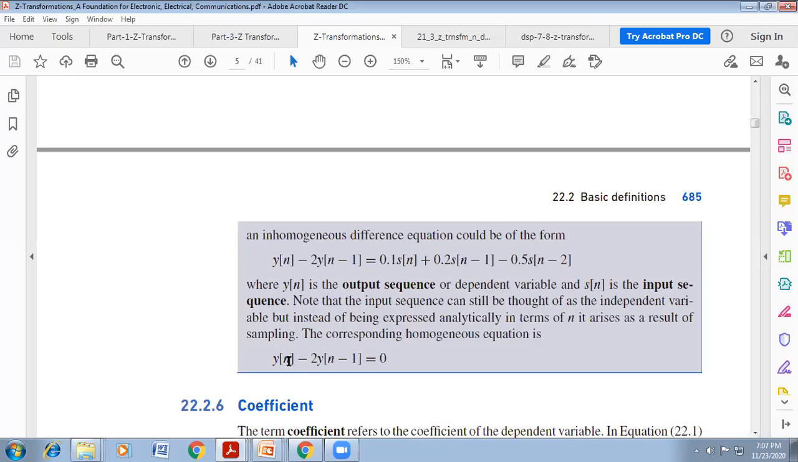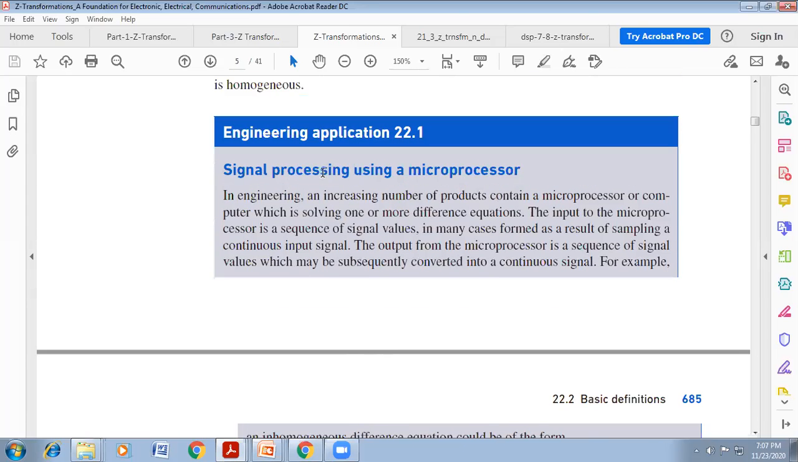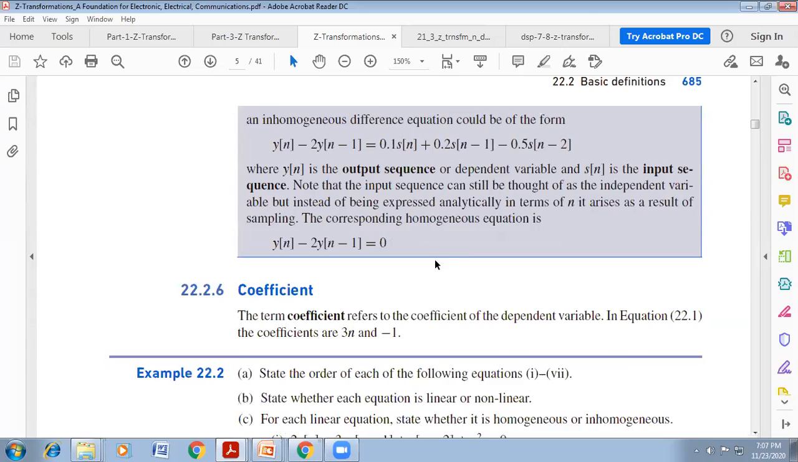This is the difference equation, and this is the homogeneous difference equation. So it has an application in what? Signal processing using a microprocessor. This is very important for you.